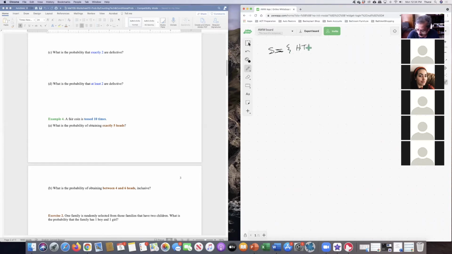So H, T, H, H, H, T, T. This is just one example. All bunches of H's and T's, but the total count has to be 10. So this is what we're going to have. So how do I count the number of elements in here? We did this before, so hopefully you remember. Anybody? What method should I use?